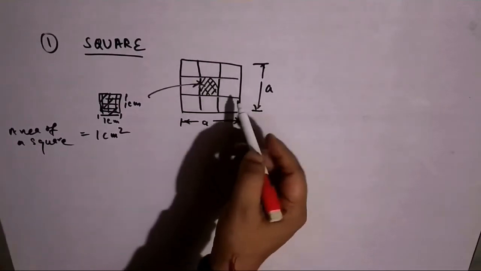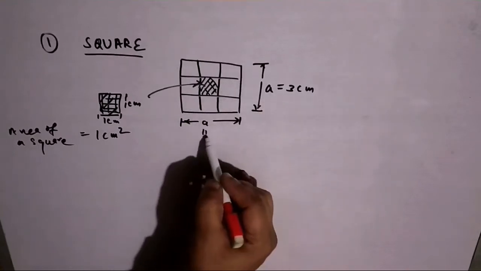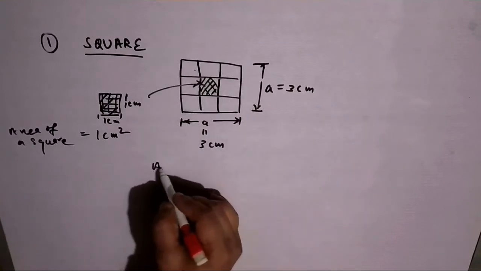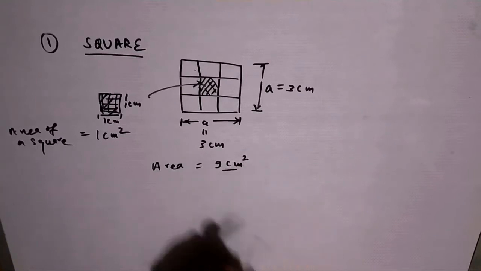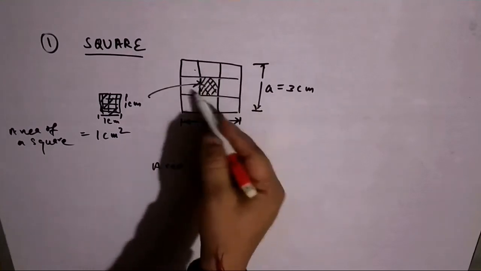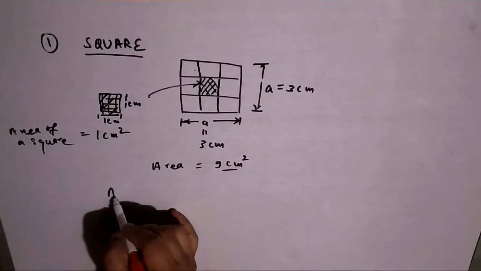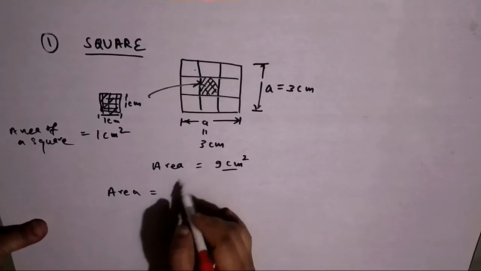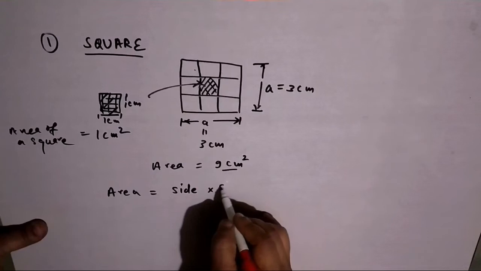So here in this case, that is 3 centimeter, and that also is 3 centimeter, and the number of squares is 9. So area in this case is 9 centimeter square, because there are 9 squares available in this bigger square. And so the area of a square can be found out by multiplying the sides of the square. So area of a square is basically side into side.